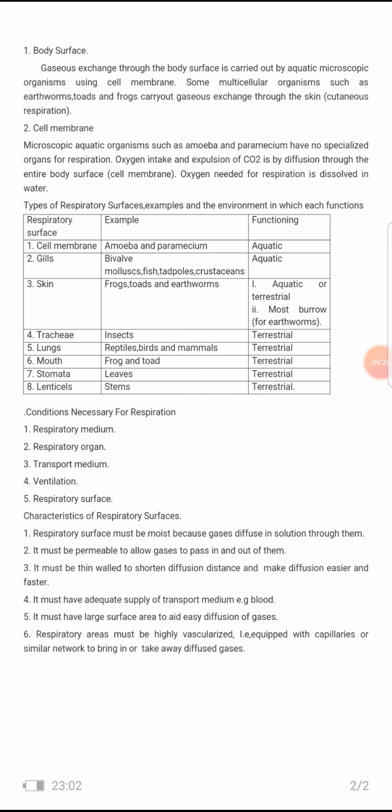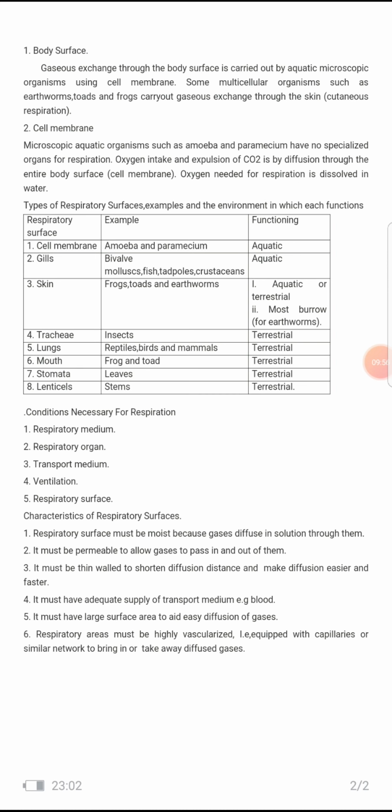Characteristics of respiratory surface. 1. Respiratory surface must be moist because gases diffuse in solution through them. 2. It must be permeable to allow gases to pass in and out of them. 3. It must have a thin wall to shorten diffusion distance and make diffusion easier and faster. 4. It must have an adequate supply of transport medium, e.g., blood.